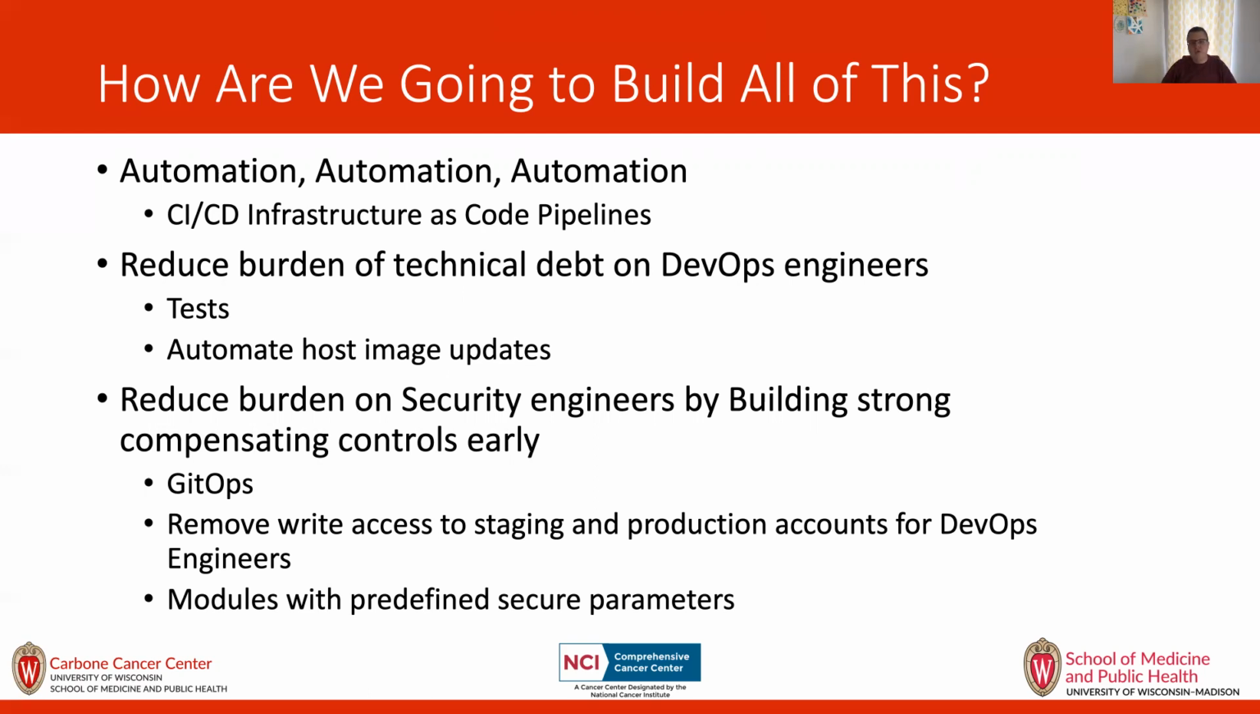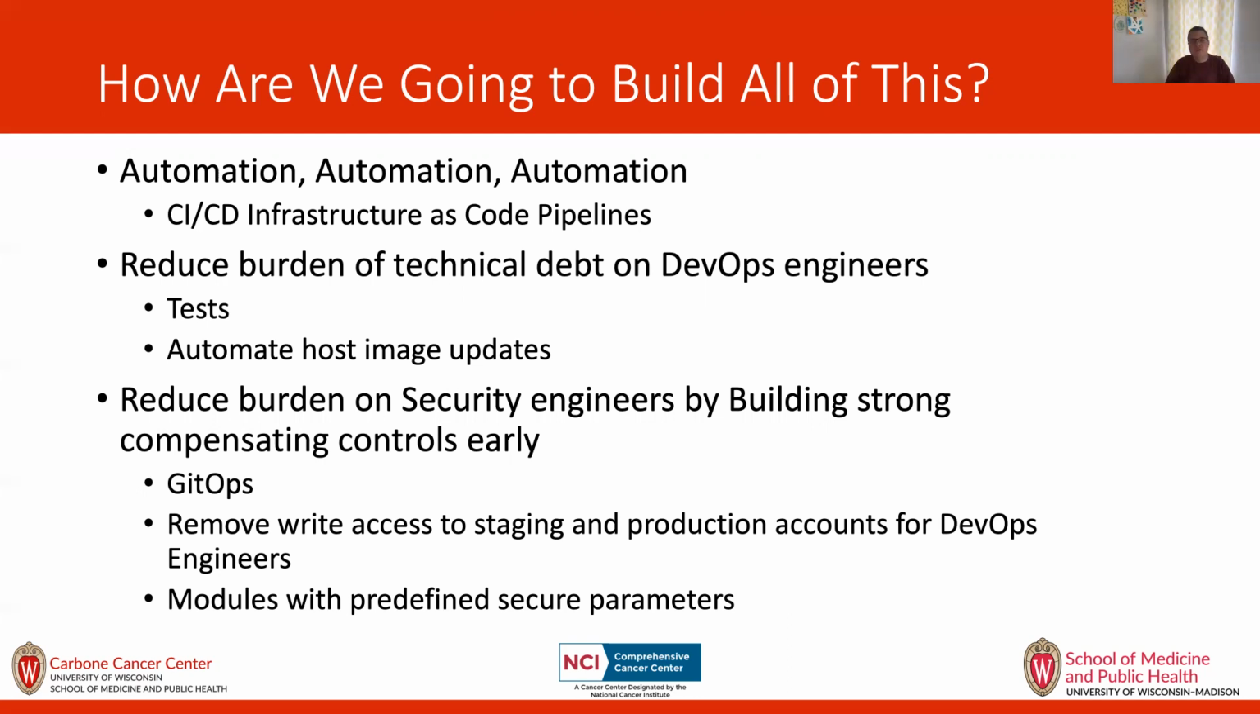We wanted to reduce the burden of technical debt on DevOps engineers. That meant that we needed tests for our infrastructure as code. And it also meant that we needed a way to automate host image updates. We wanted to be able to add value elsewhere and not spend time patching machines or introducing bugs into our systems. We also wanted to reduce the burden on our security engineers by building strong compensating controls early.